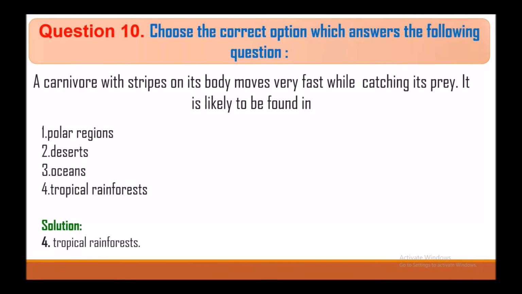Next question, choose the correct option which answers the following question. The carnivore with stripes on its body moves very fast while catching its prey. It is likely to be found in the polar region, deserts, ocean or tropical rainforest. So the answer is tropical rainforest.